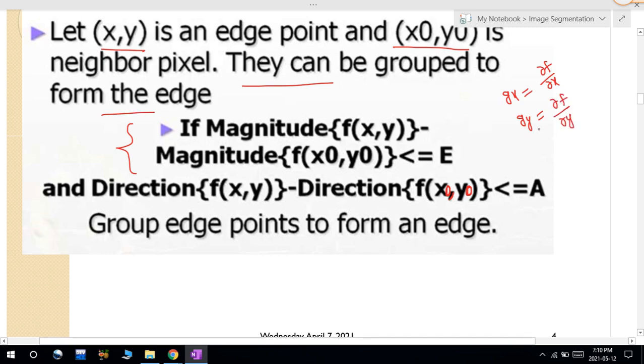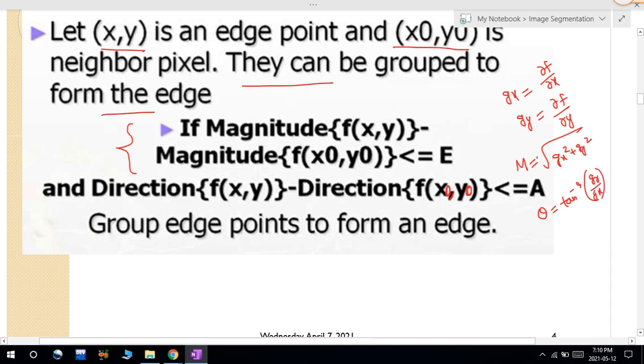After finding the derivative with respect to x: why are we finding the derivative? If there is a change in the intensity values, then it may be an edge point. Based on this derivative, I will try to find the edges. After this, I will find the magnitude using the formula square root of gx square plus gy square, and I will find the direction. The formula for the direction is tan inverse of gy by gx.